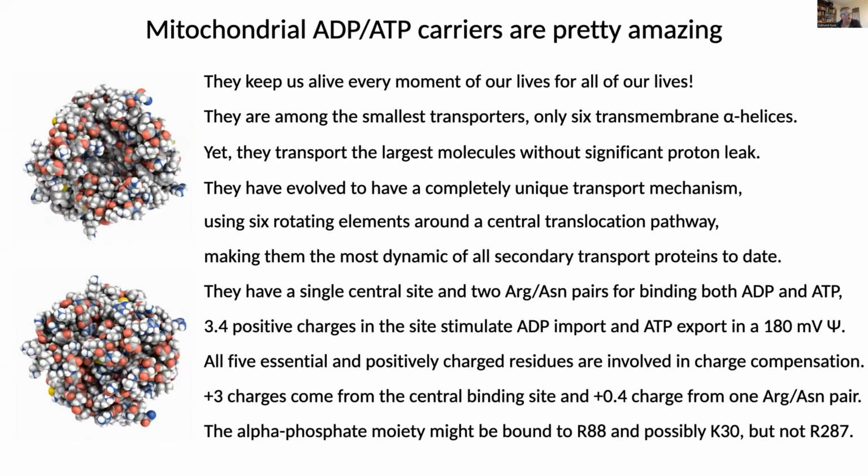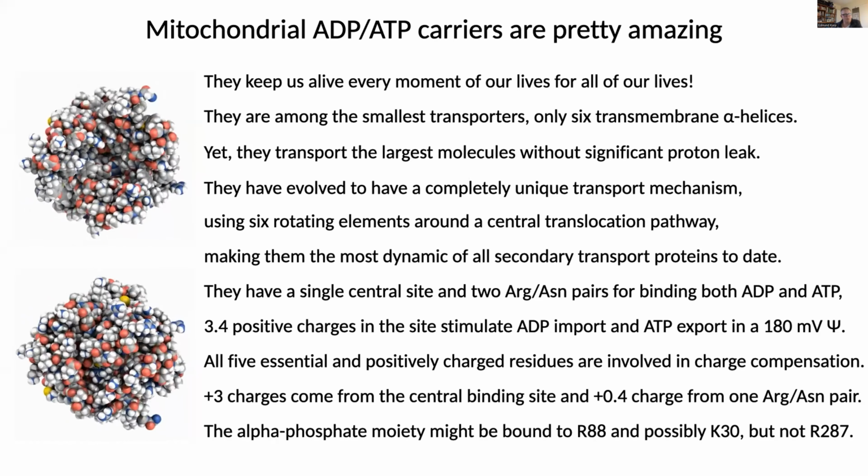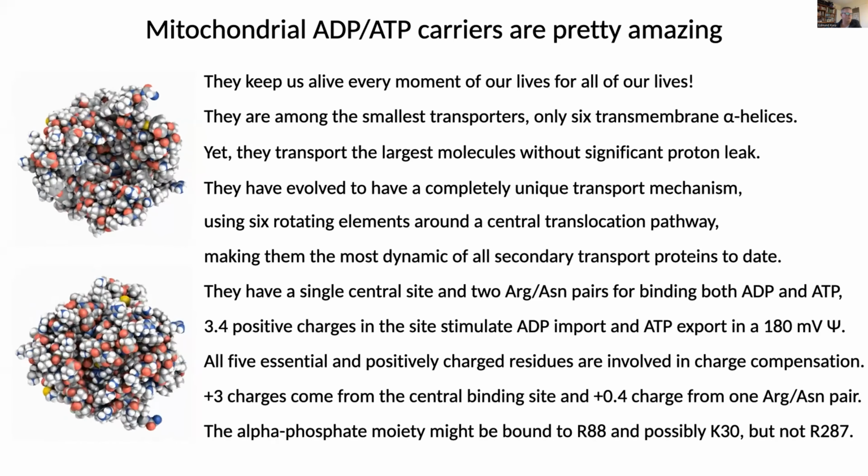And then the alpha phosphate moiety, we believe, could be bound to R88 because that's the most devastating mutation for the binding of all nucleotides, possibly also K30, but certainly not R287, which seems to always give the largest peaks upon binding.